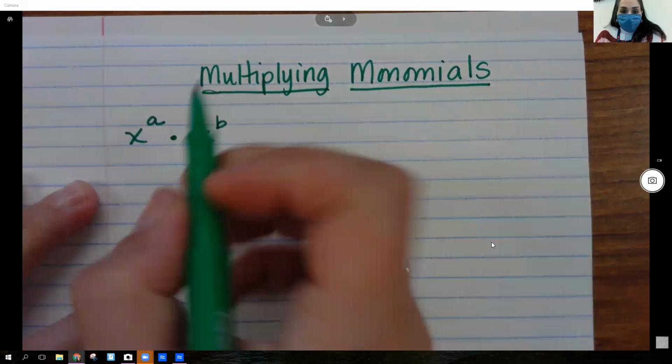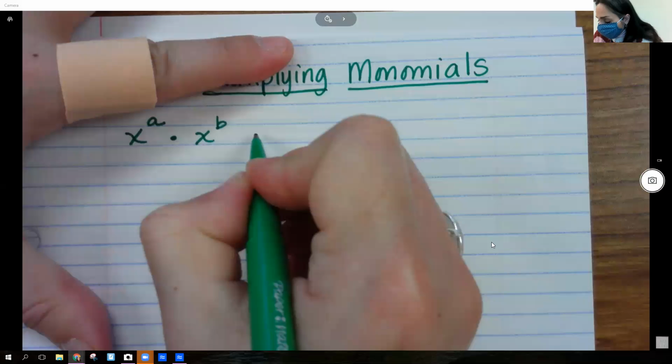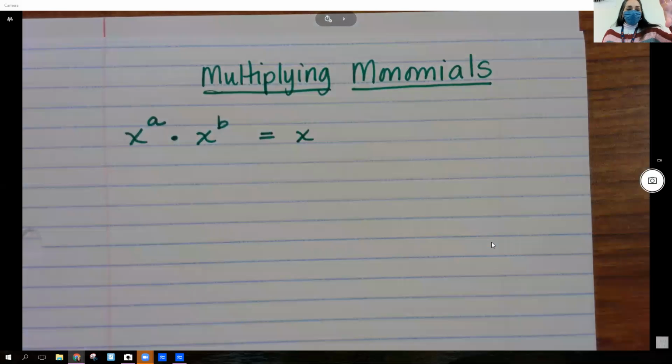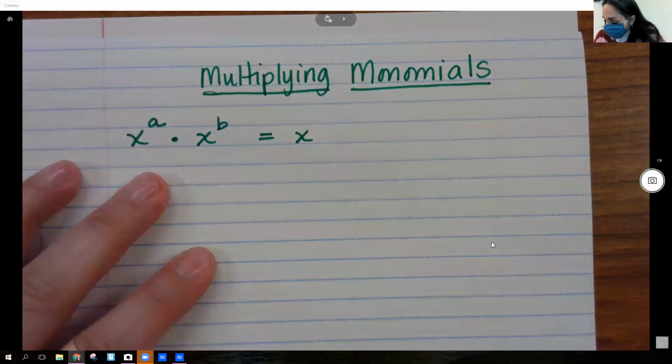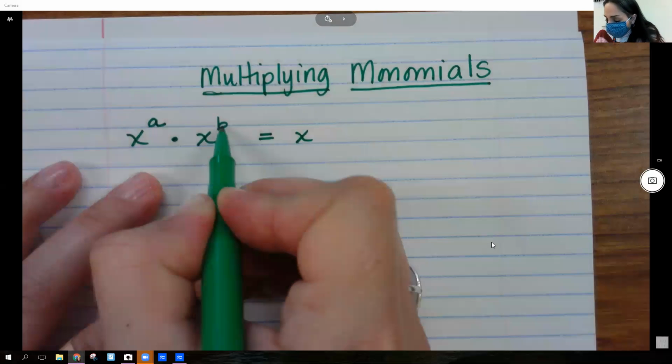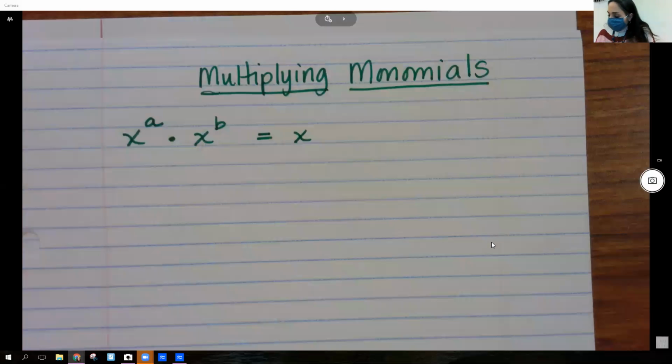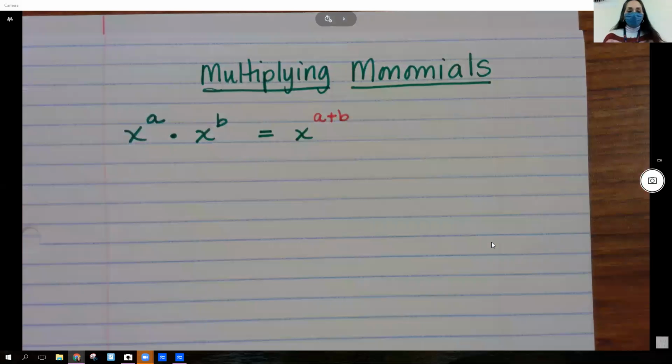When you multiply these two, you keep the base. So the x just stays an x. And then you take these little exponents and you add them together. So it becomes a plus b. Okay? So whatever those numbers happen to be, you add them together.